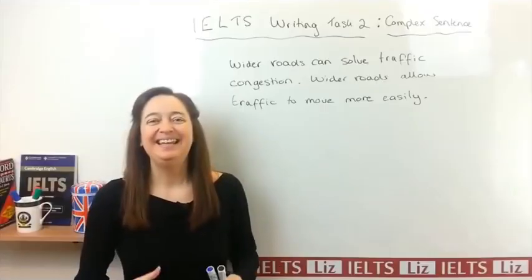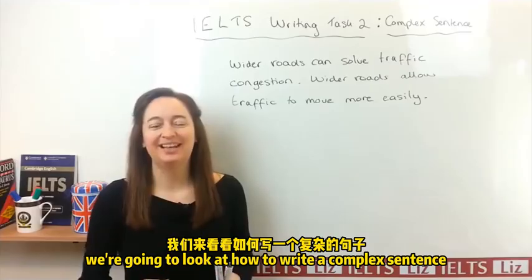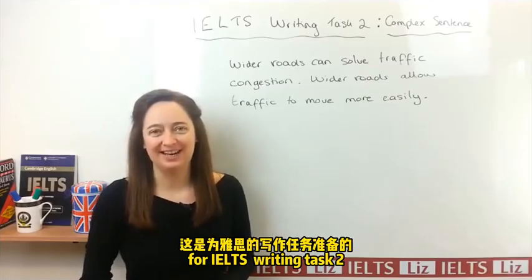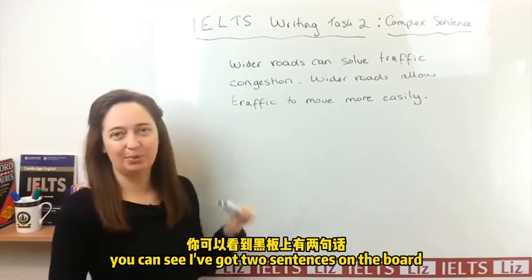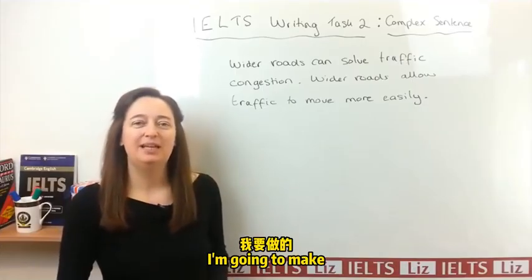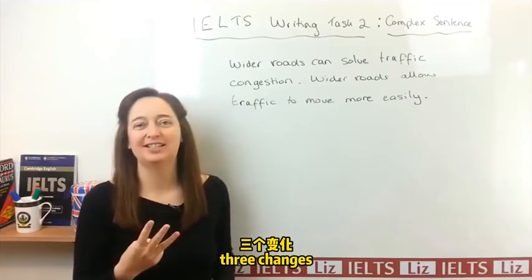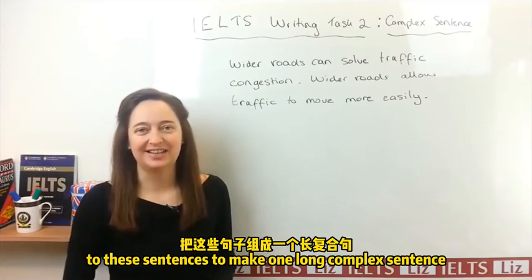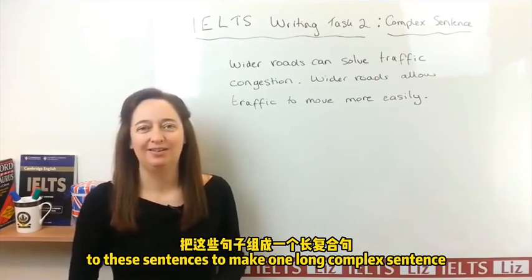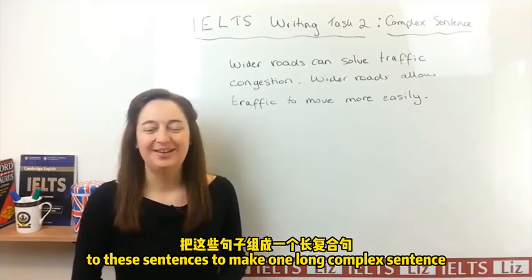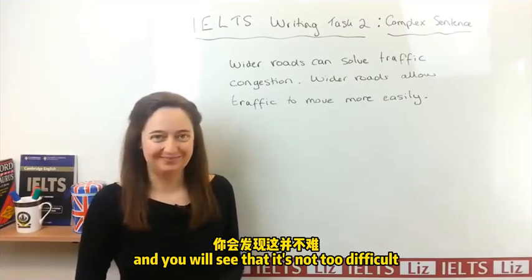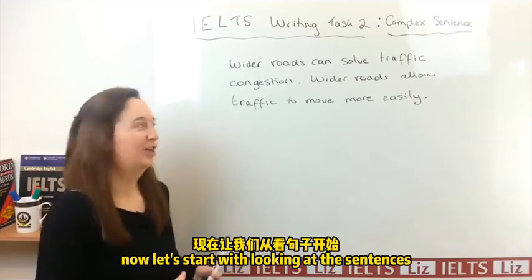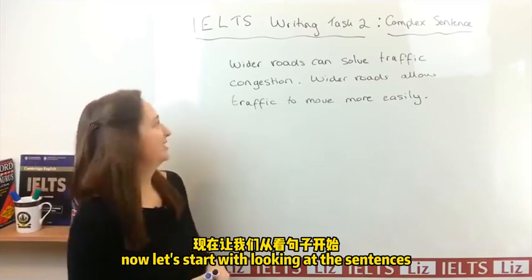Hello. In this lesson, we're going to look at how to write a complex sentence for IELTS Writing Task 2. You can see I've got two sentences on the board. I'm going to make 3 changes to these sentences to make one long, complex sentence. And you will see that it's not too difficult. Now, let's start with looking at the sentences.